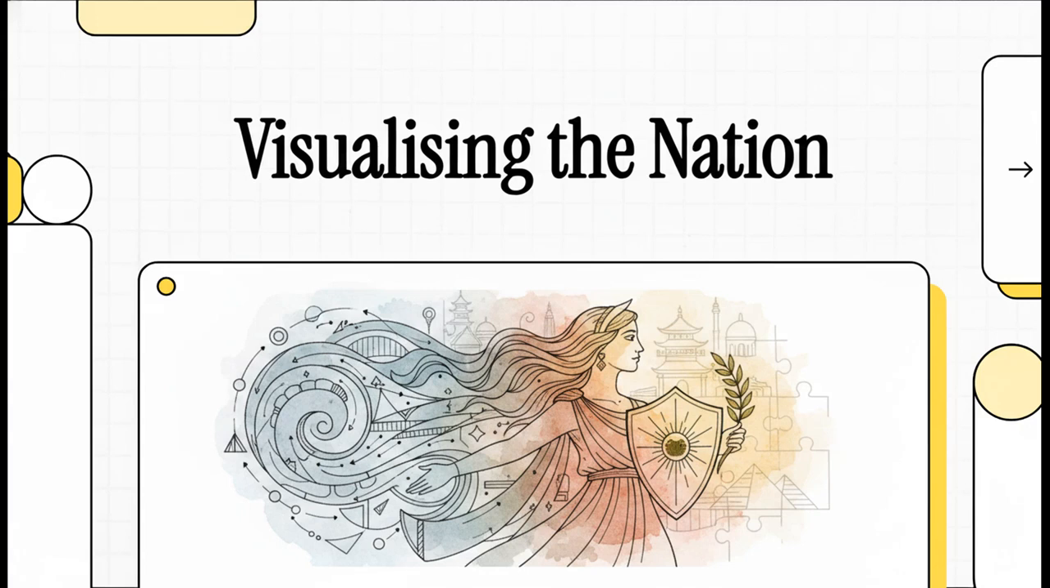Welcome to this explainer. Today, we're diving into a truly fascinating historical puzzle. We're going to explore exactly how, throughout history, vast, abstract concepts, like entire nations, were actually transformed into tangible, recognizable people. It's a brilliant visual trick, really, and it completely changed how everyday citizens viewed their own countries. So let's break down exactly how visualizing the nation actually worked.